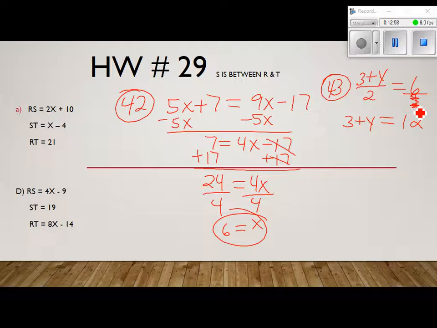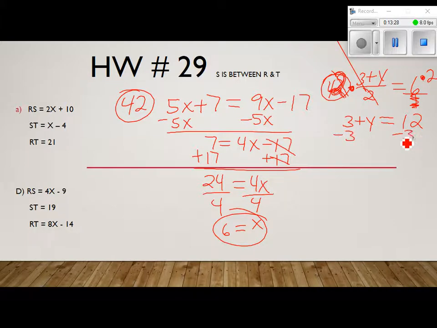Whenever I see this, I always remember that that bar means what operation? Division. So I know, hey, if I'm dividing everything by 2, to get rid of that, then I multiply everything by 2. If I multiply this side by 2, what do I got to do to the other side? Multiply it by 2. When I multiply 6 by 2, what do I end up with? 12. On this side, what happens with the 2's? Cancel out, and you're left with the same thing.